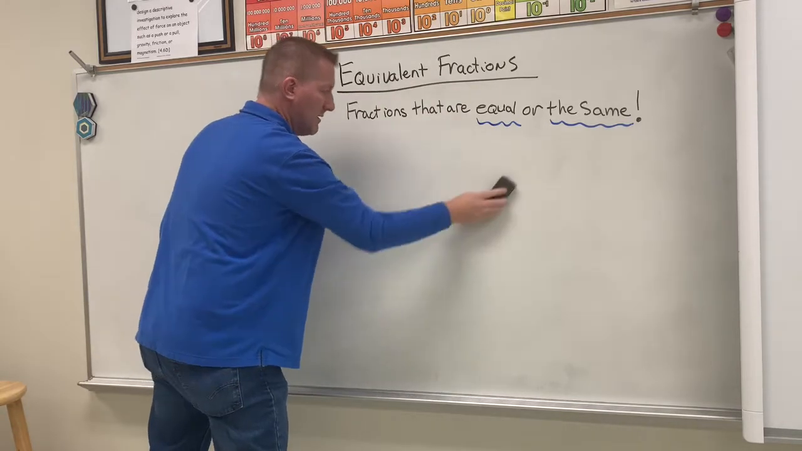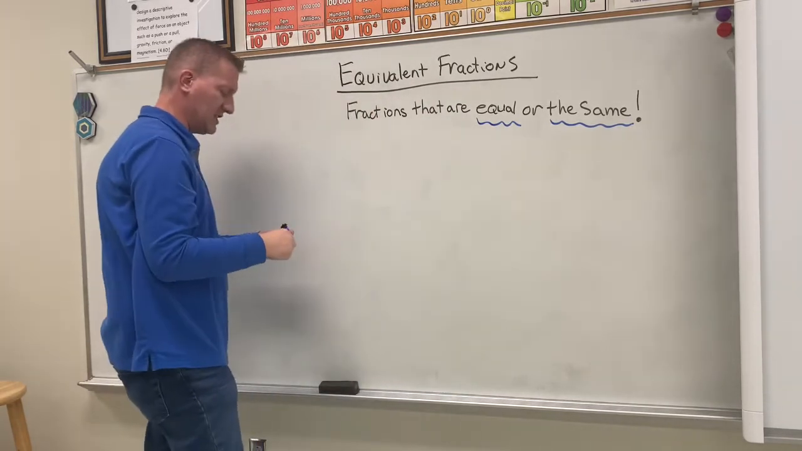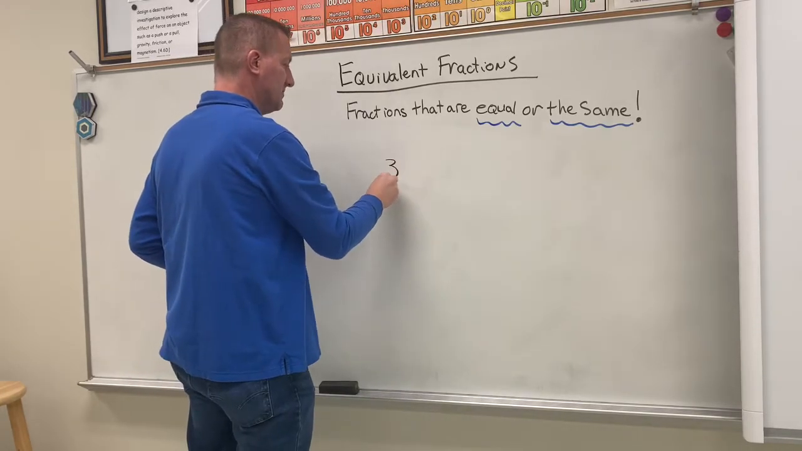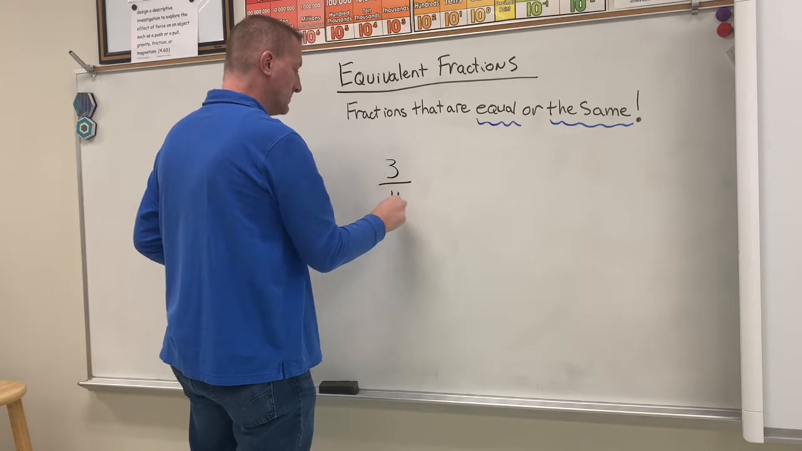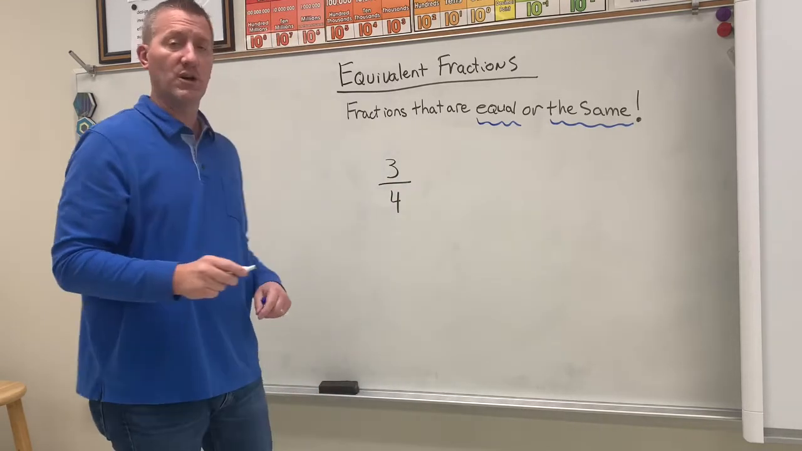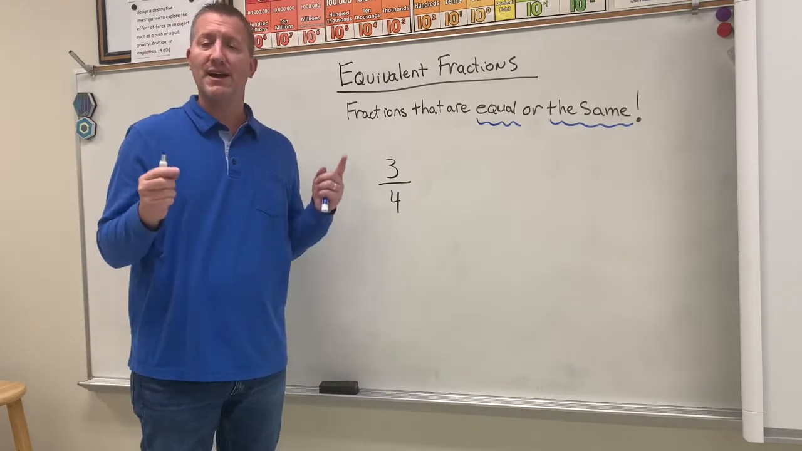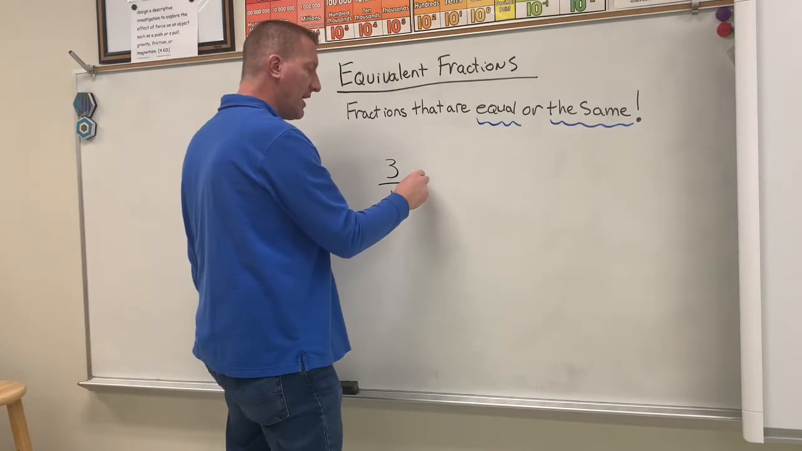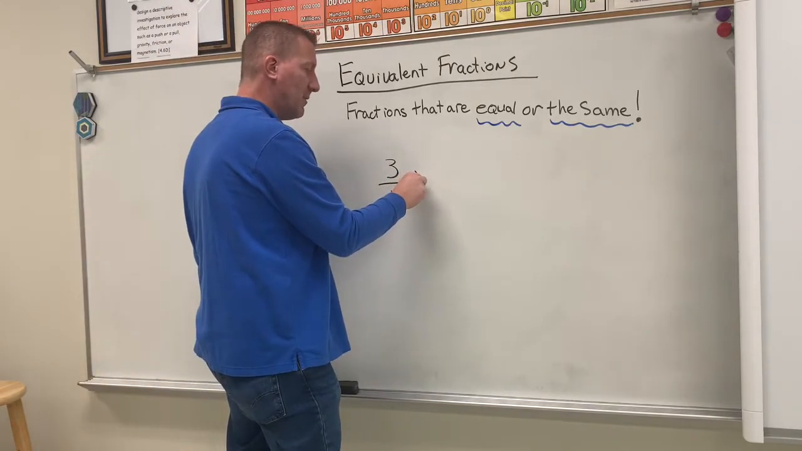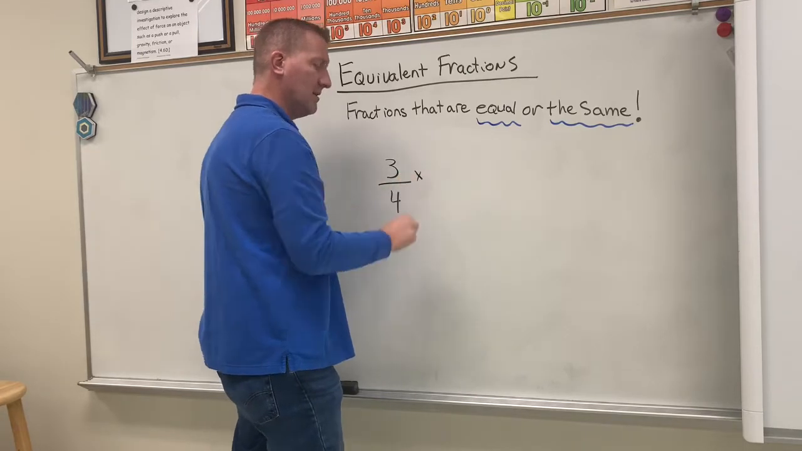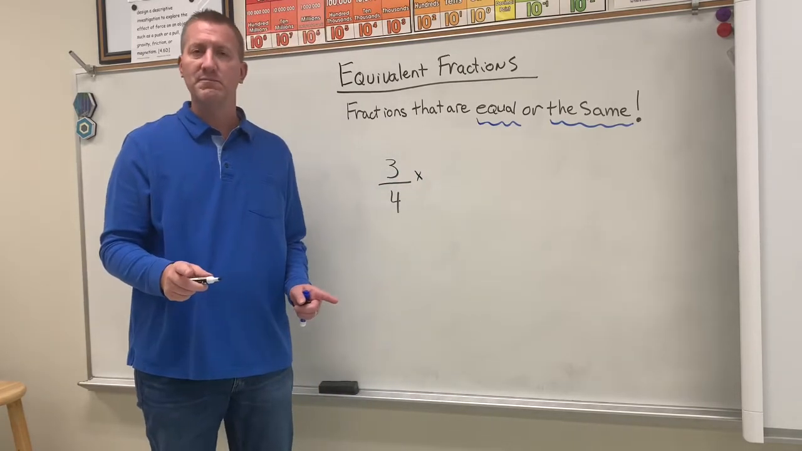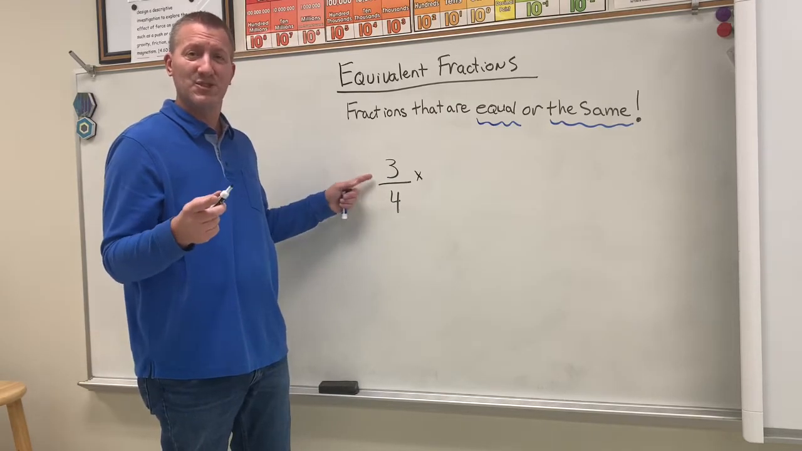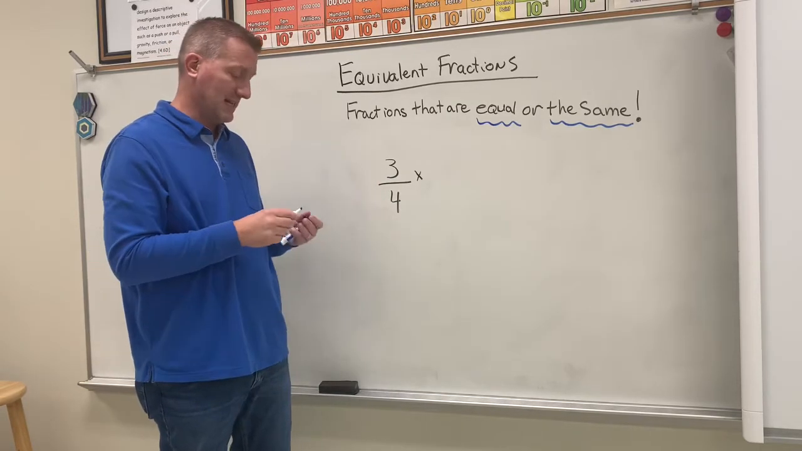Okay, so let's say you have a fraction like 3/4. If you have 3/4 and you want to find equivalent fractions to 3/4, all you have to do is multiply. You do the same to both sides, or you multiply the same on both sides.